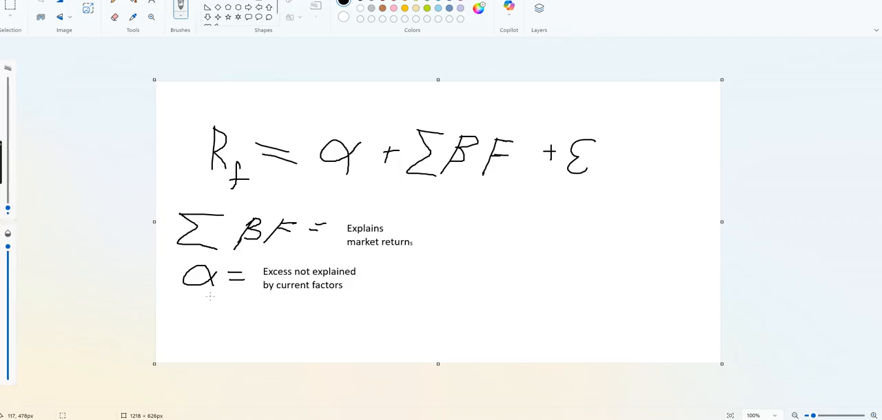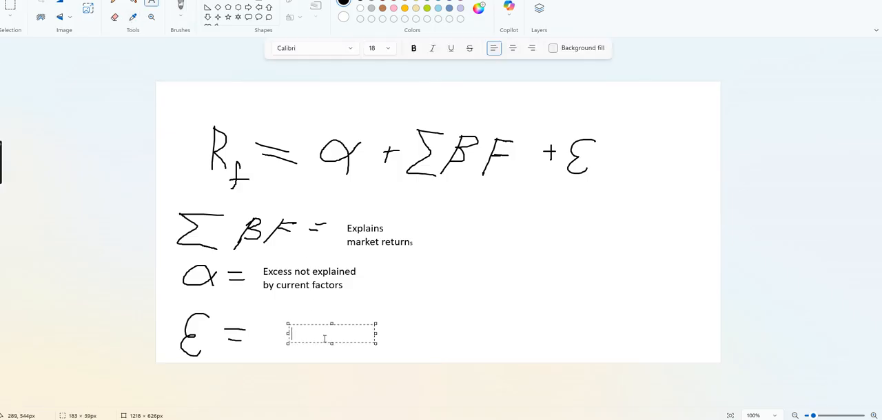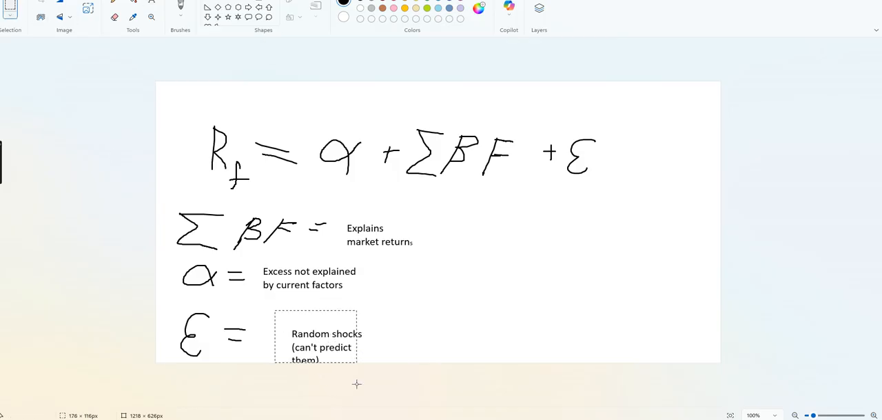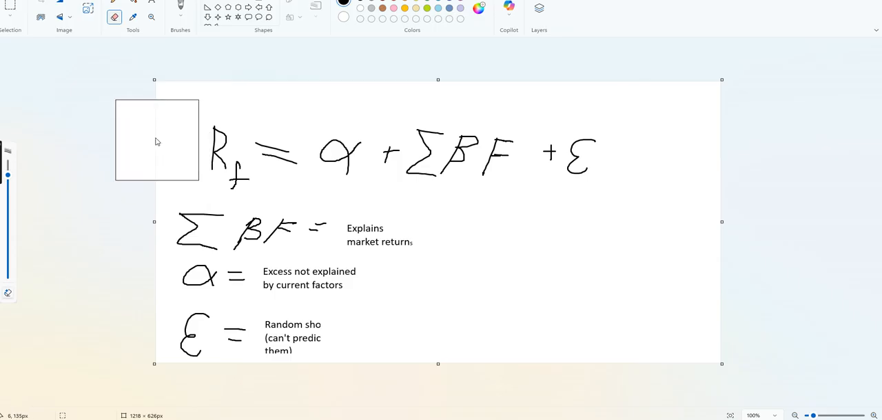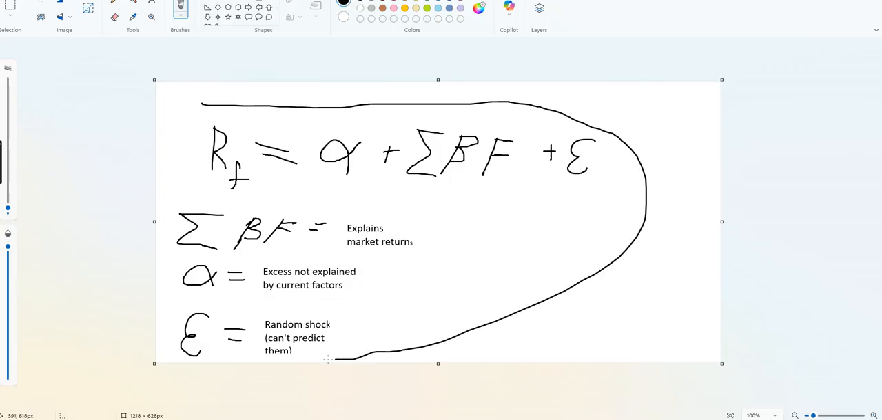And then the last term, this epsilon or noise term, is pretty much those random shocks that can happen. We'll say we can't predict them, because we can't. That's kind of the theory. Really, the bottom got cut off? Okay, whatever. Can't predict them. So that's what this term at the bottom is. Okay, so this is kind of the basic idea behind a factor model.